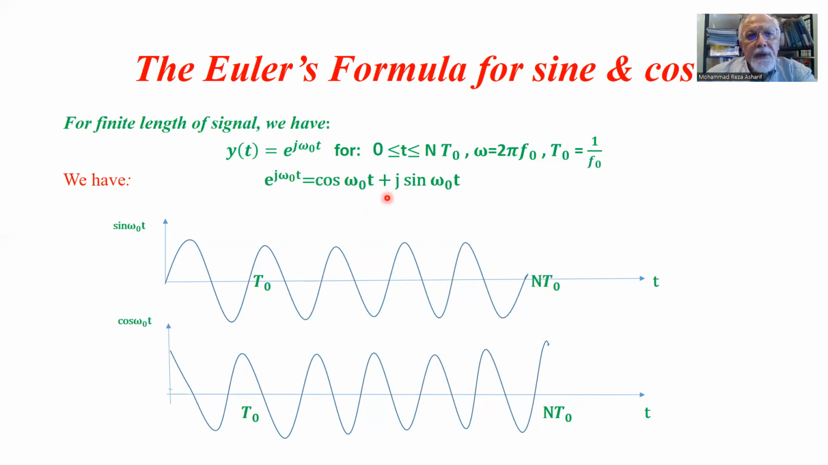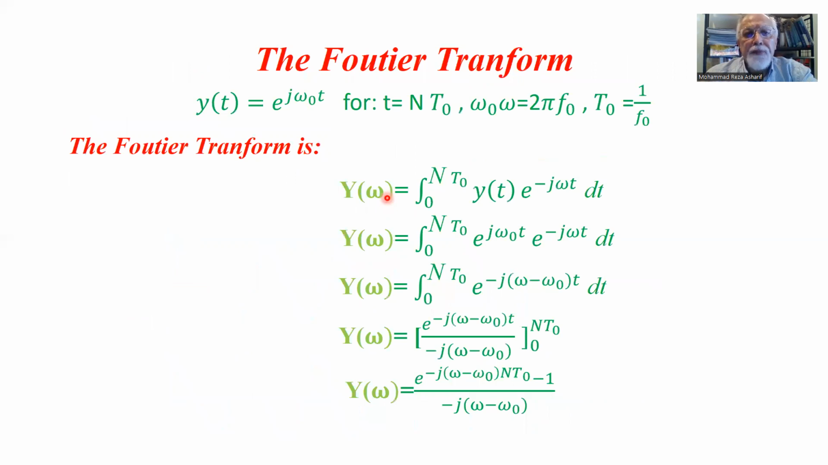Then let's start to find the Fourier transform of this finite length signal. This is our main point in this video. The Fourier transform of this finite length signal, with length n T0, starting from 0. So our integral is not from minus infinity to plus infinity, but from 0 to n T0.